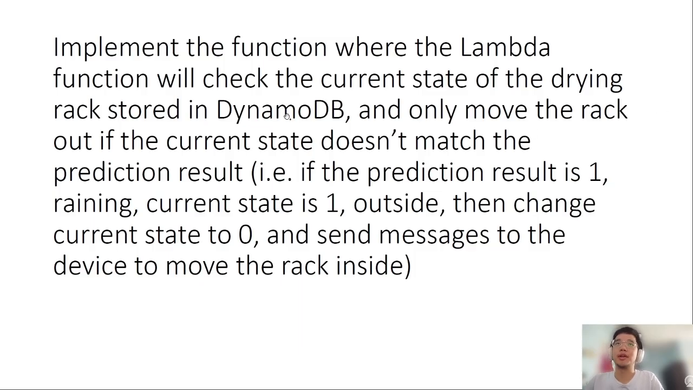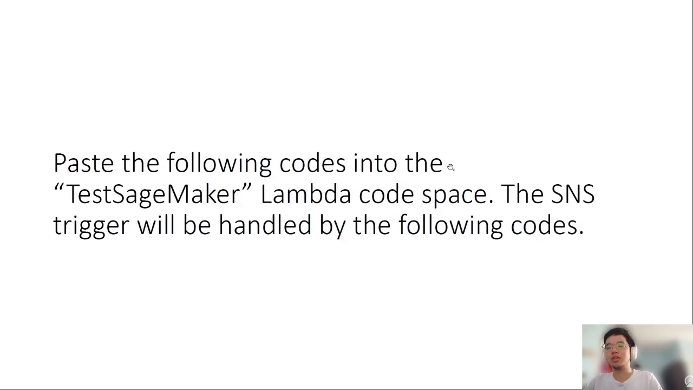Now we'll implement a function in the SageMaker Lambda function where it can check the current state of the drawing rack from the current state DynamoDB table. So here's an example. If the prediction result is 1, which means raining, and the current state is 1, which means the drawing rack is outside, then change the current state to 0 and send a message to the device to move the drawing rack inside. The following slides will provide a few functions to read and write the DynamoDB table. We'll need to paste these codes into the test SageMaker Lambda code space. The SNS triggering, which will send a message to the user, will also be handled by the codes in the following pages.